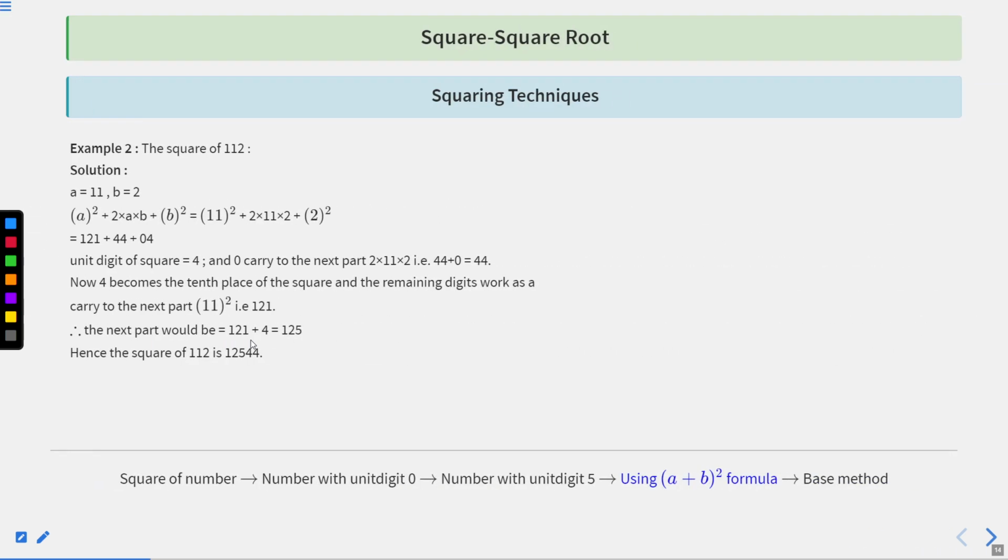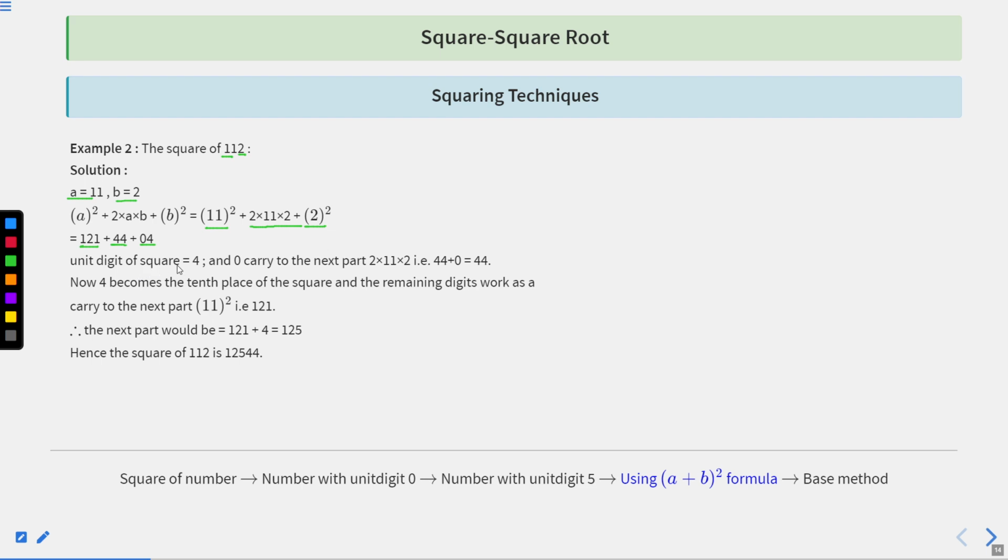Let us see one more example. Here the unit digit will be b and the remaining digits will be a. So a is 11 and b is 2. Again use the (a plus b) whole square. So it is a square plus 2ab plus b square, equal to 11 square plus 2 times 11 into 2 plus b square, that is 2 square. So when you simplify it, 11 square is 121, 2 times 11 times 2 is 44, and 2 square is 4.